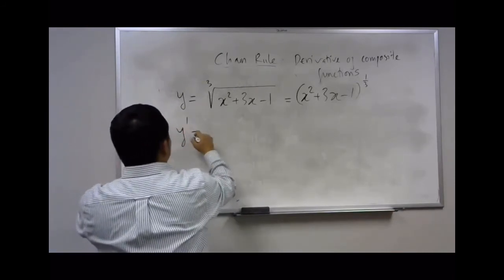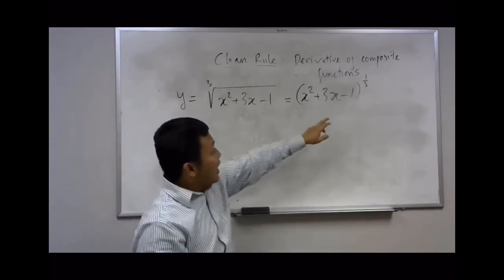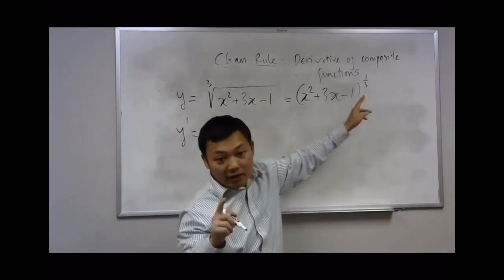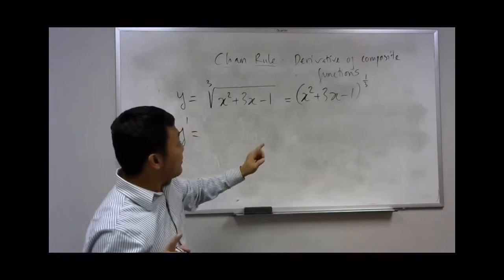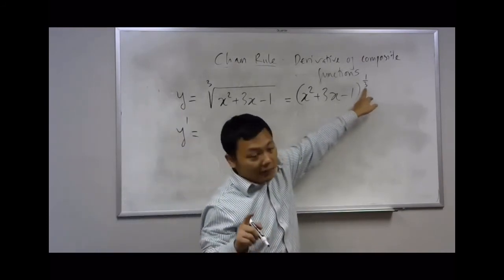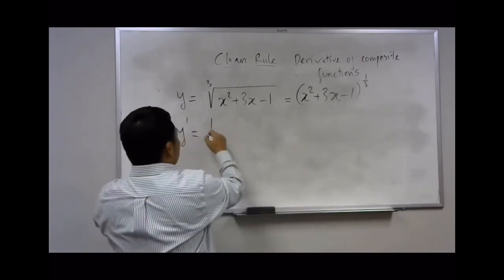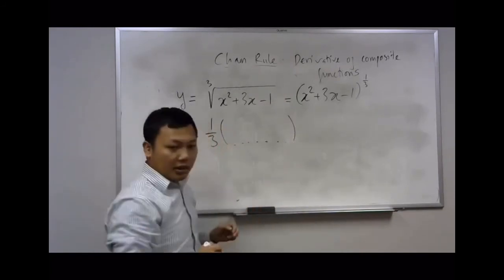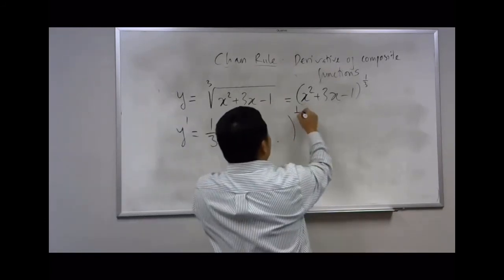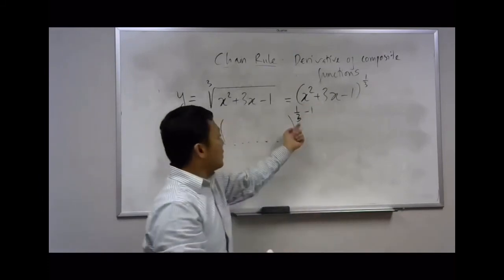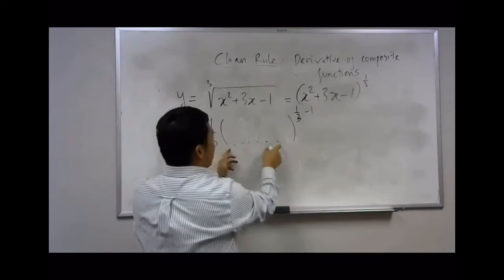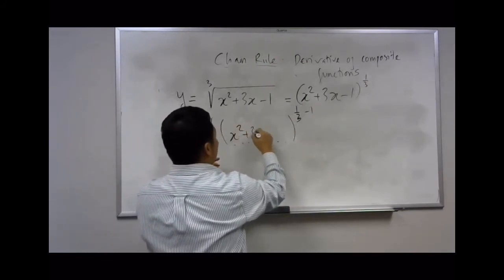Then the derivative of this is equal to, you see, the power function is the outside one, right? So I have to take the derivative of the power function first. I take the derivative of the power 1/3. I bring 1/3 down, and then I leave it blank, right? The power will be reduced by 1. That's 1/3 minus 1. And then I have to copy this part into this. I get x squared plus 3x minus 1.